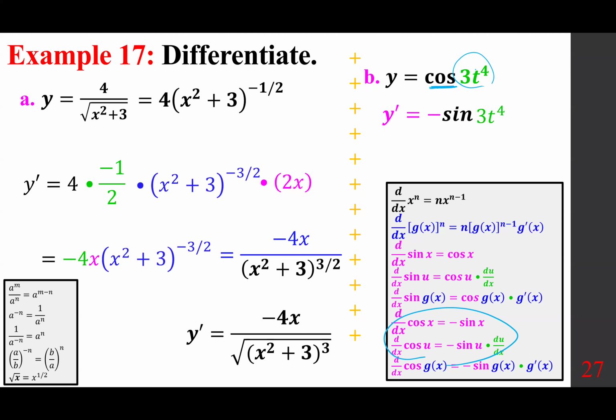And now, by the chain rule, cosine u requires du dx. In this case, it requires du dt. So you're going to differentiate this with respect to t, giving you 12t cubed. And you put that in front. The final answer would be negative 12t cubed sine of 3t to the power of 4.